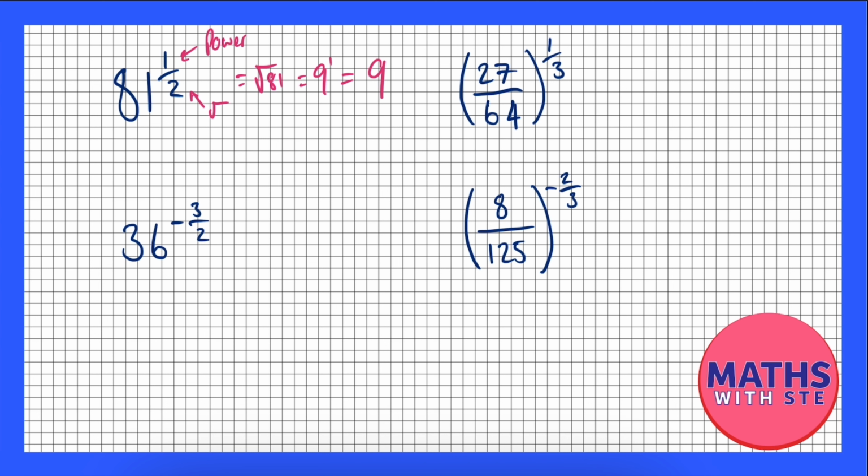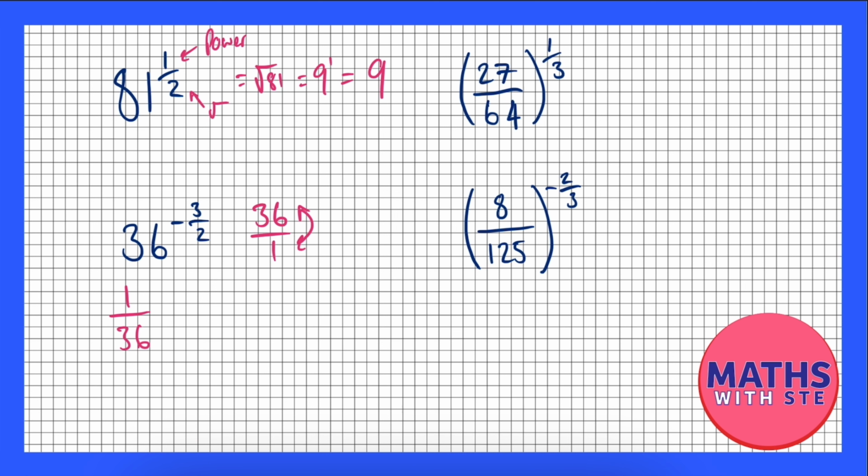Okay, so we've got 36 to the power of minus 3 over 2, which obviously looks quite terrifying. Now, if you think about this, 36, if it was a fraction, would be 36 over 1. Now, if you have that negative sign there, then you're going to need to do the reciprocal, which means you need to flip it over. So let's flip that over. I'm going to do it underneath. So that's going to be 1 over 36. Right, we've done the first thing, we've flipped it.